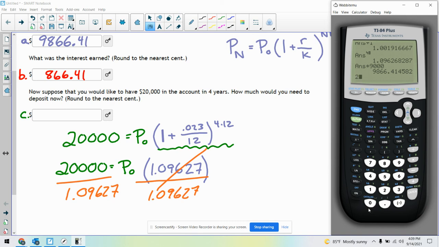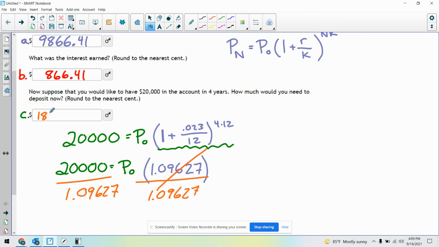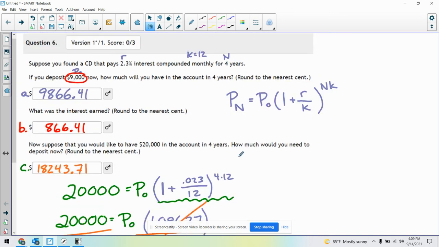So I'm just going to do 20,000 divided by, I'm just going to go grab that, 1.09628, yada, yada, yada. So if I want $20,000 at the end of 4 years, I need to deposit $18,243.71. And there's your answer.